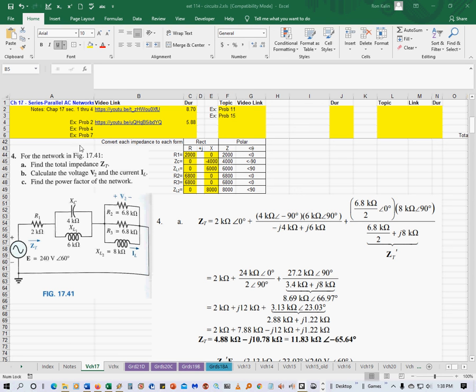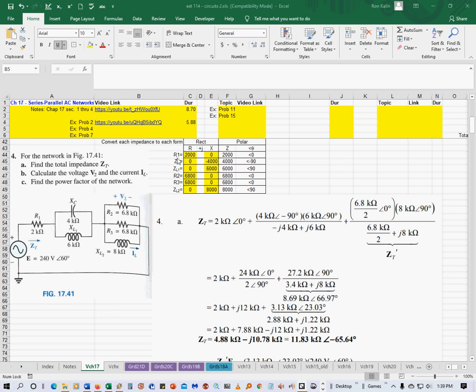EET 114, Chapter 17, Series Parallel AC Networks, Problem 4 for the network below. Again, find the total impedance Z sub T. You're given everything in ohms, which means they're already giving you the key to the impedance here. They're giving you the resistive component and the reactive component of each impedance. So what I like to do, and then normally I would write them right on the circuit.